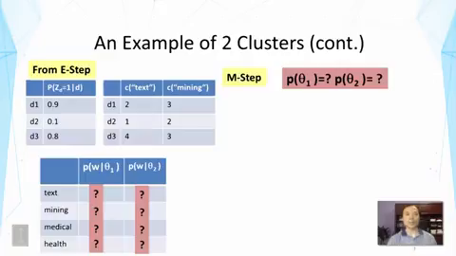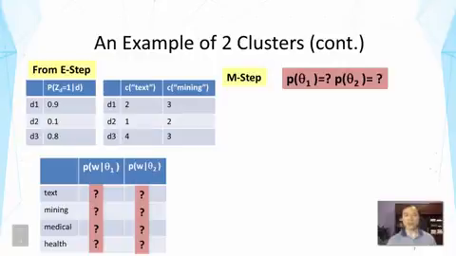Now let's look at the M step. From the E step, we can see our estimate of which distribution is more likely to have generated the document D. You can see D1 is more likely from the first topic, whereas D2 is more likely from the second topic, etc. Now let's think about what we need to compute in the M step. Basically, we need to re-estimate all the parameters.